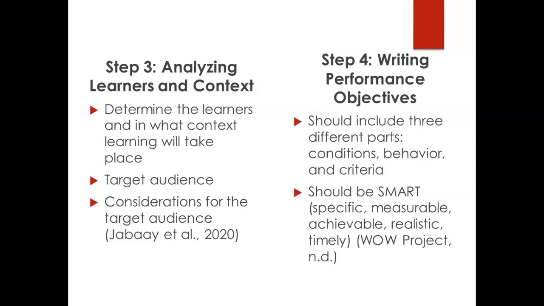Step 4, writing performance objectives. Performance objectives describe what learners will be able to do by the end of the instruction. A performance objective should include 3 different parts: conditions, behavior, and criteria. These performance objectives should also be SMART, meaning they are specific, measurable, achievable, realistic, and timely, and should lay out the tasks that learners are expected to become competent in.